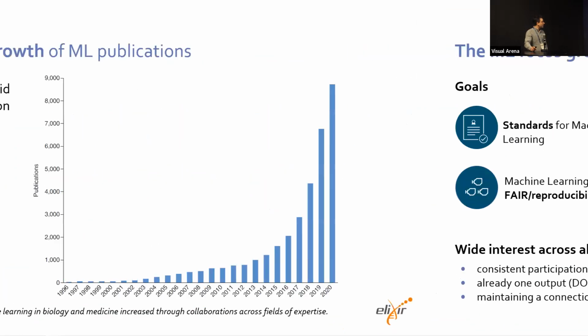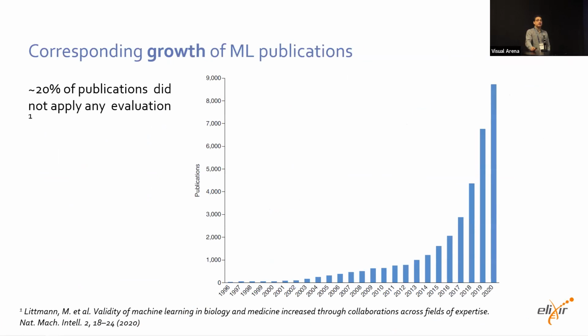One of the first things that we started looking into is how prominent machine learning has become in life science. As you can see, there are a lot of publications around machine learning over the last few years, and this is an exponential growth. The problem is that, in an analysis done 3 years ago, 20% of all publications that include machine learning in life sciences did not apply any kind of evaluation, which means you essentially have: I did something and I have new biological insights, but I have no information about the something, no assessment, no evaluation, nothing whatsoever, which is worrying, to say the least.